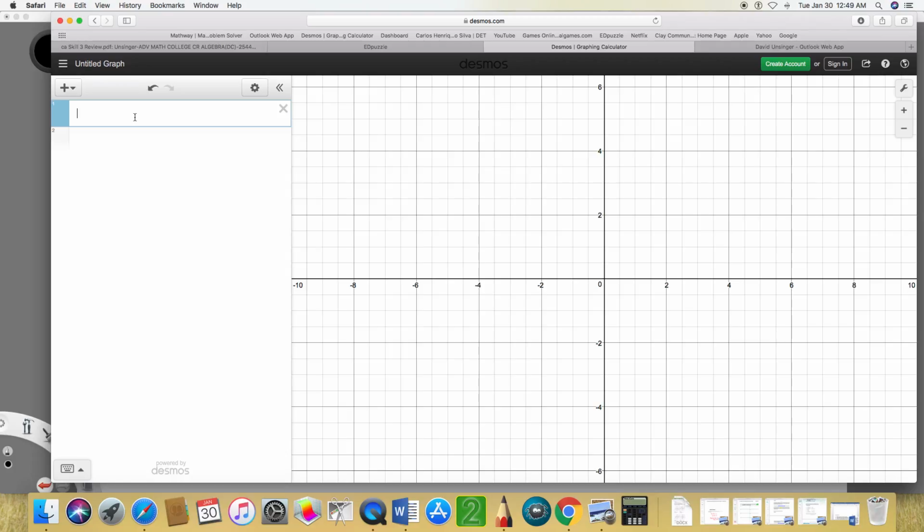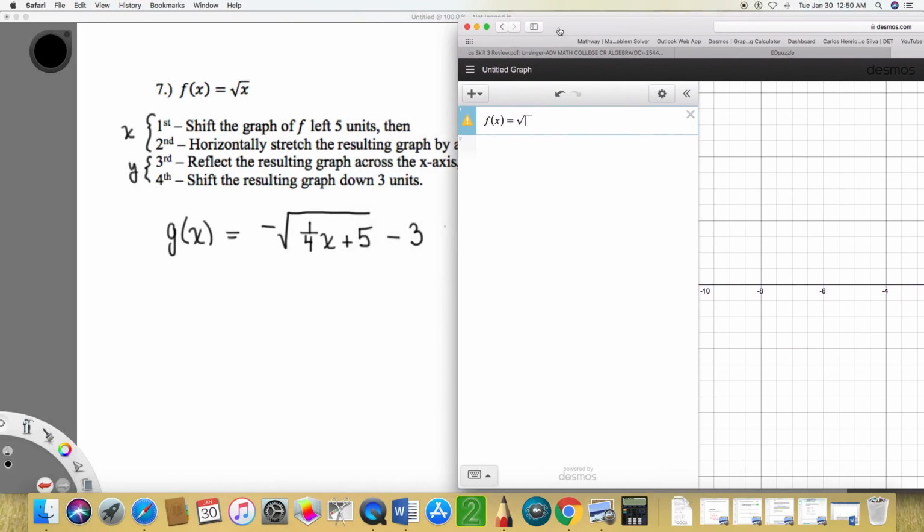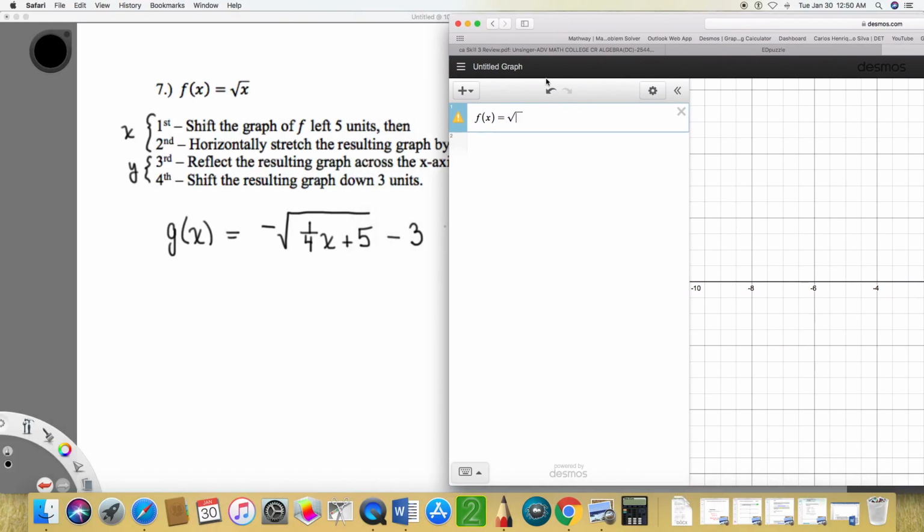So we've got our square root function, and if you abbreviate square root function, that's not SQR, when I type the T, it turns into a radical. And let's slide this over so I can see what I'm doing here.